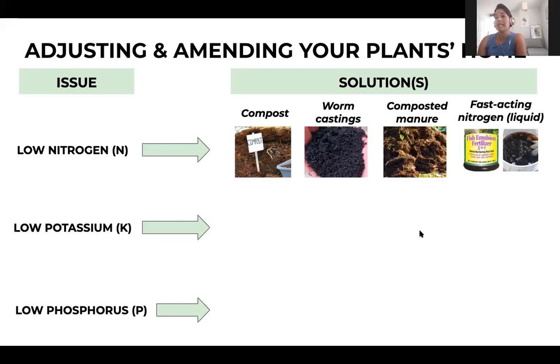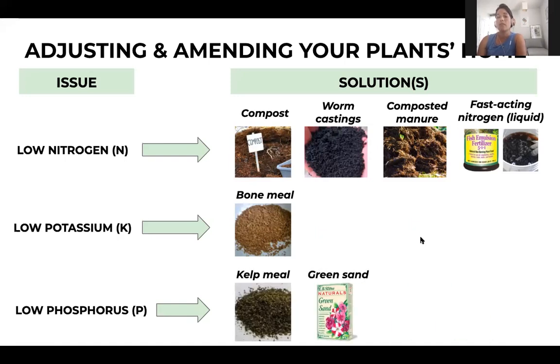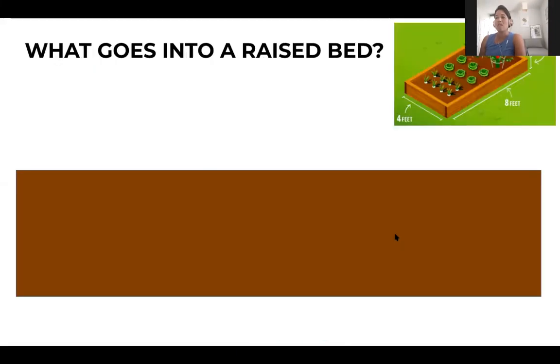Okay, and then for potassium, we have bone meal that you can buy at the store, at a garden store. And for phosphorus, kelp or green sand. Kelp is often called green sand. Okay, so those are just some. I'm sure there's more. So let's see the poll that you responded to when you joined.